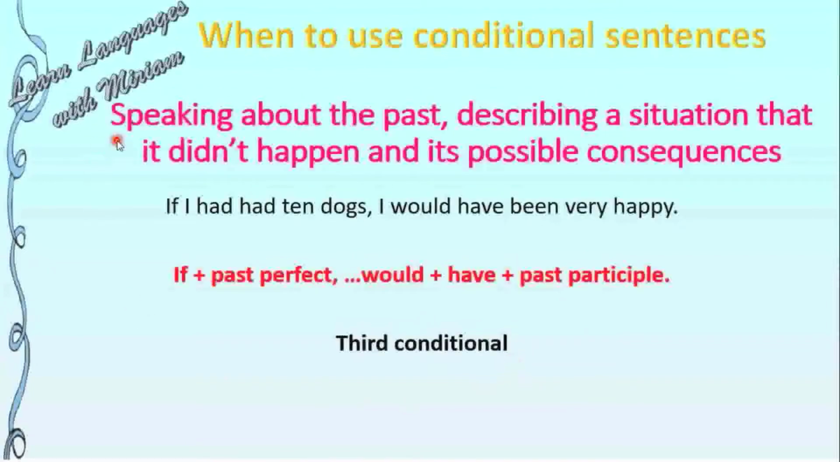For what else? For speaking about the past, describing a situation that didn't happen and its possible consequences. I give you an example. If I had had 10 dogs, I would have been very happy. So this situation didn't happen, and here I'm explaining its possible consequences. What have we used here? If plus past perfect, and then the next subject with would plus have plus the past participle of the verb. So here we have used the third conditional.